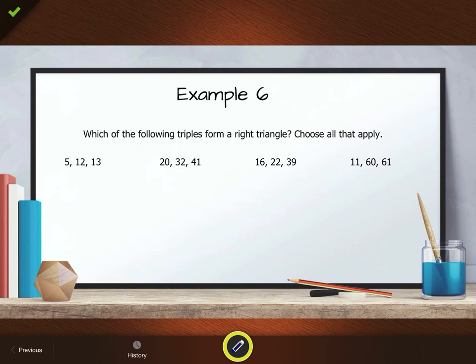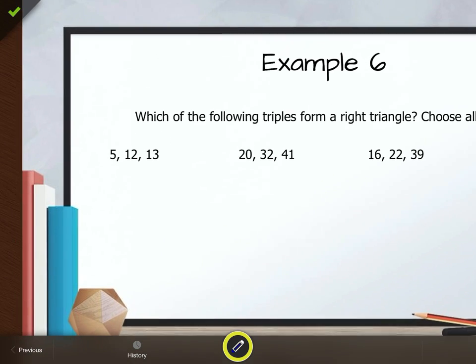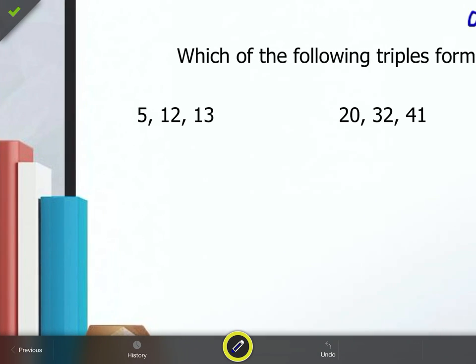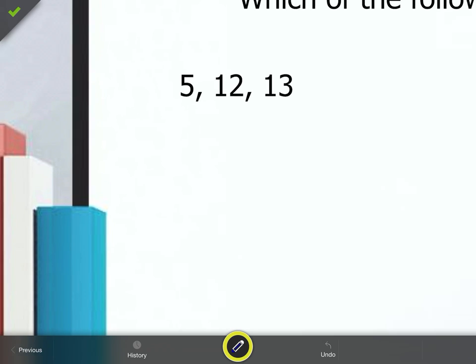Which of the following triples, because they're groups of 3 numbers, form a right triangle? Choose all that apply. Okay, so remember, if they're asking you if it's a right triangle, you have to do a squared plus b squared and see if it really equals c squared. So come to the first one, 5, 12, 13.